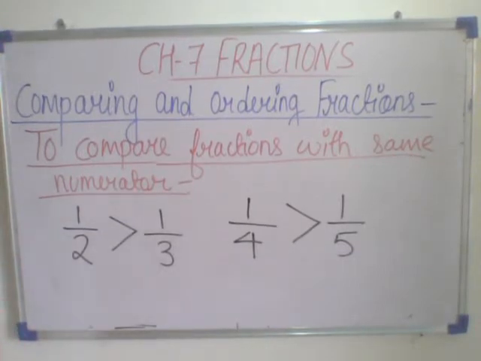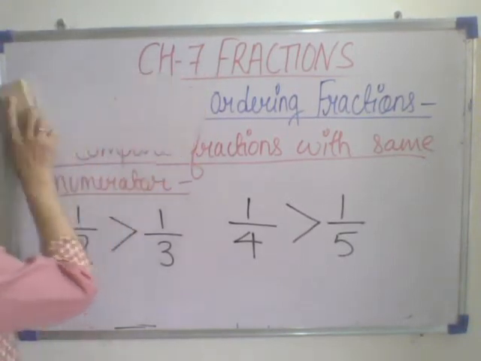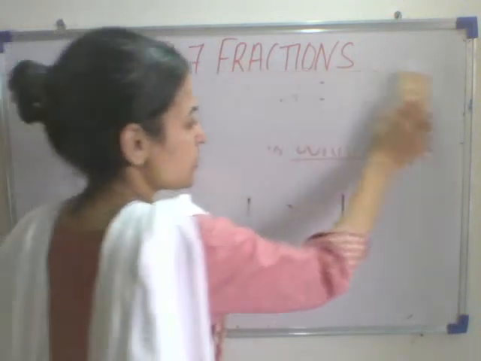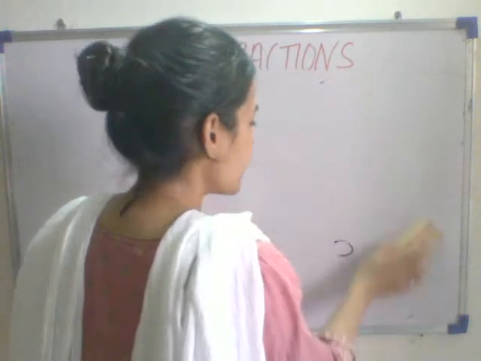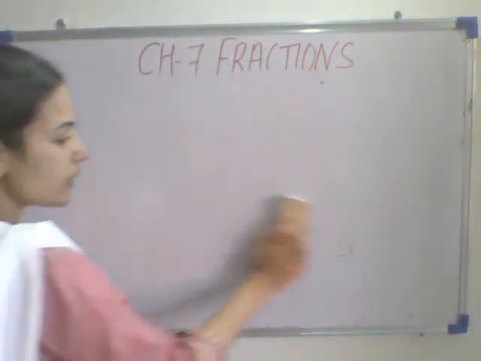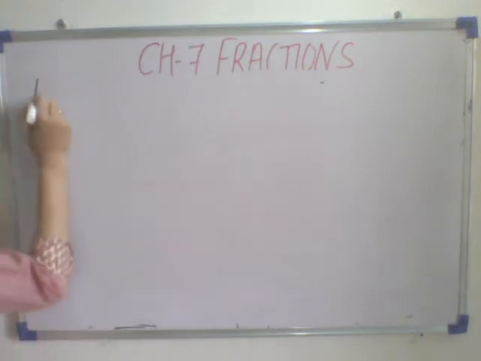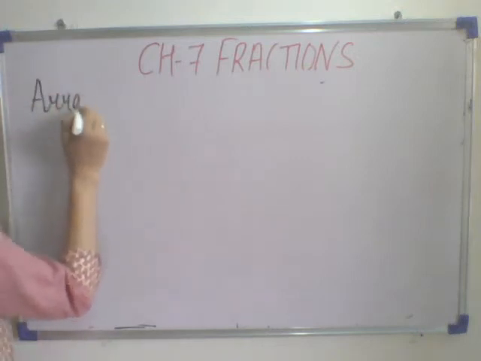Now next we'll be doing arranging the fractions in ascending order. If I am writing certain fractions, then we have to arrange the given fractions in ascending order. First of all, what is ascending order? In ascending order we write the smaller number first and at the end we write the largest number.